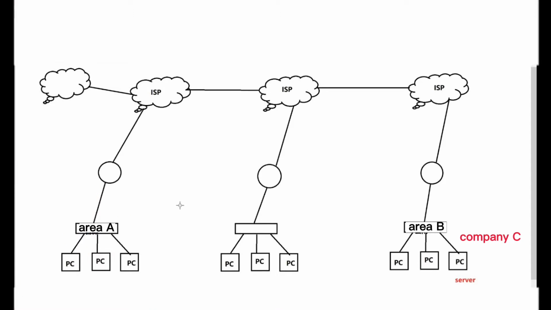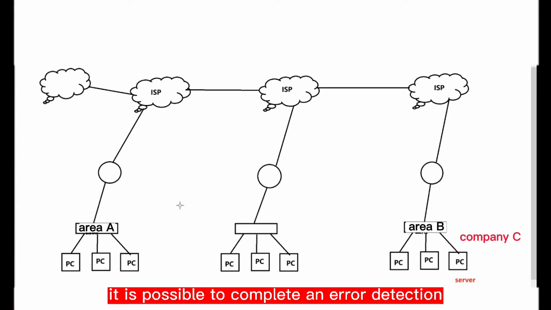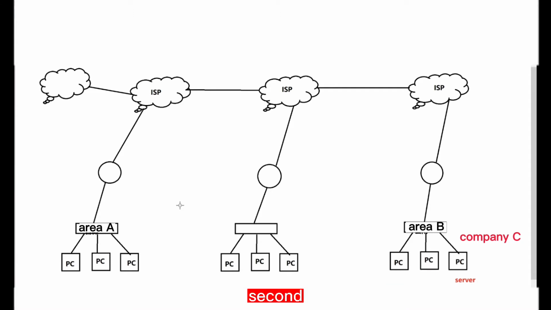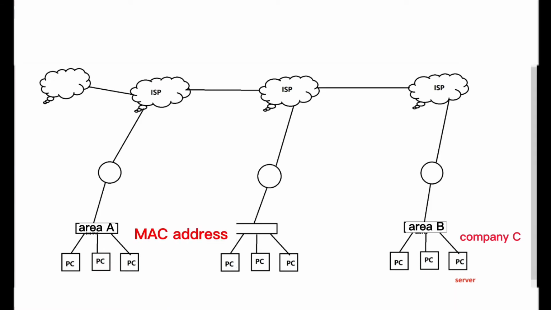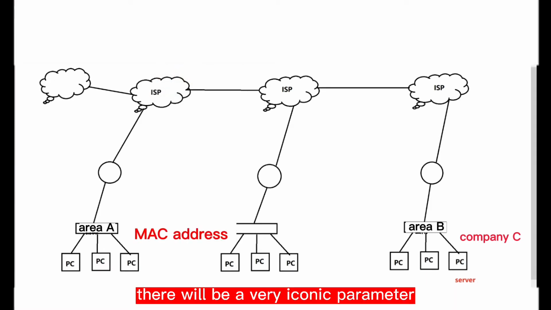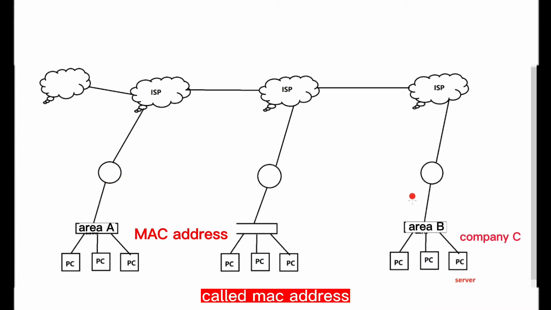Remember this. For our data link layer, it has a very important role: it is possible to complete error detection. Second, it has another function. On our data link layer, there is a very iconic parameter called the MAC address. What's the use of this address?